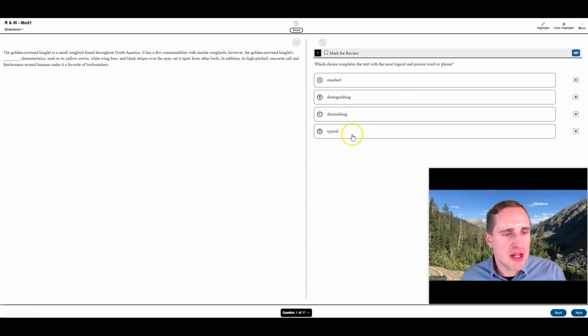Standard, distinguishing, diminishing, typical. So this is like vocabulary. And the idea is that we have to know what these words mean and then predict what kind of words should go in there before going with these. Is it either standard, distinguishing, diminishing, or typical?